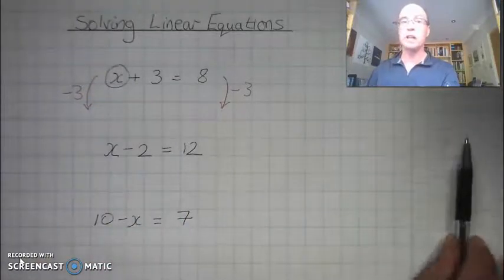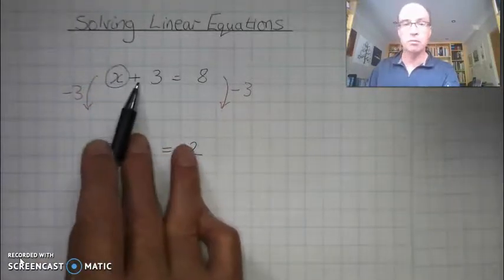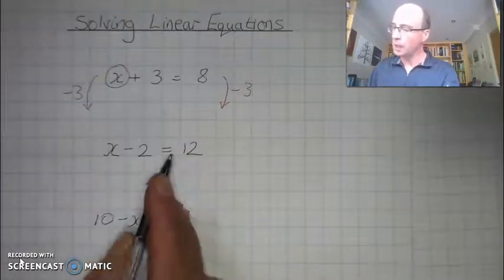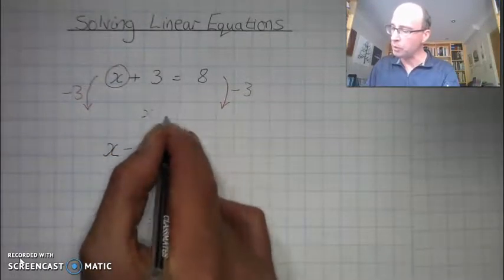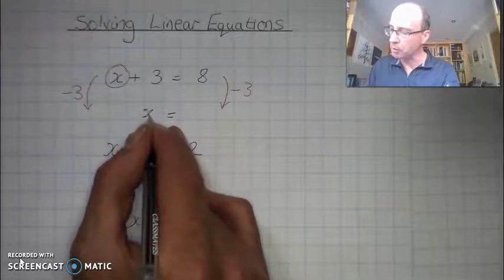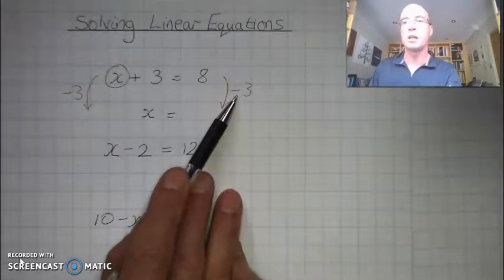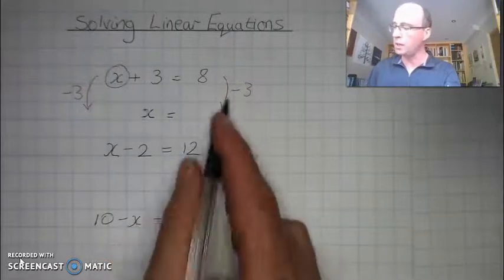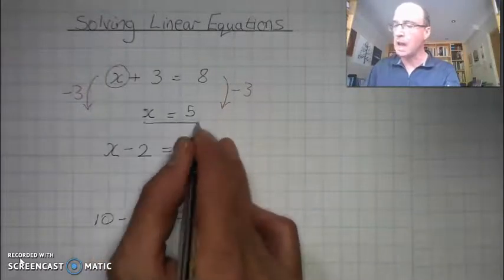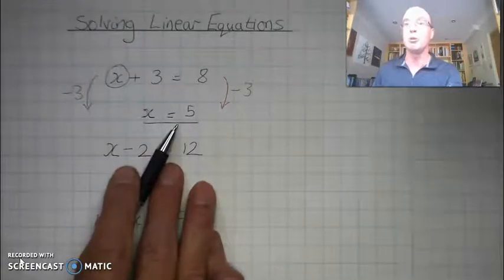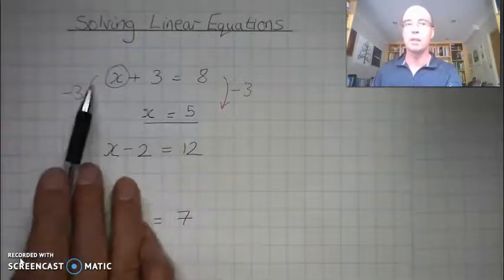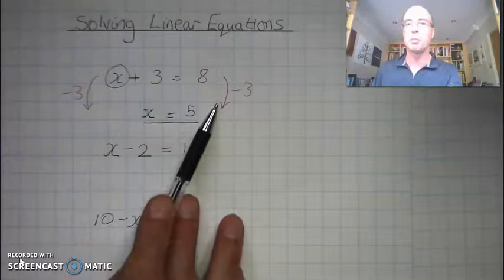The whole reason for taking 3 away is to get rid of this plus 3. So I'm left with x is equal to, there we go, x equals, and I've got 8 and I'm taking away 3. So 8 take away 3 is 5, and we're left with the answer that we knew already. We knew it was going to be 5, but what we've done is explained the operation that we're doing.